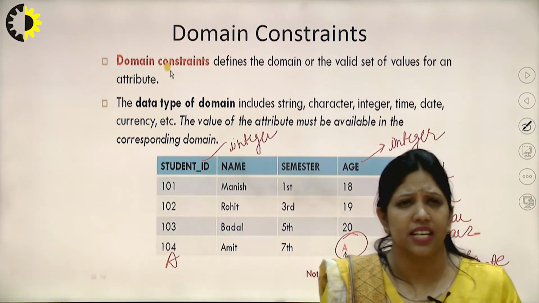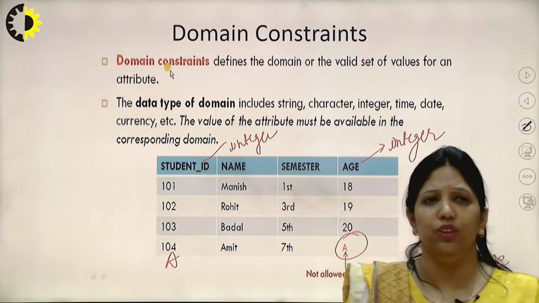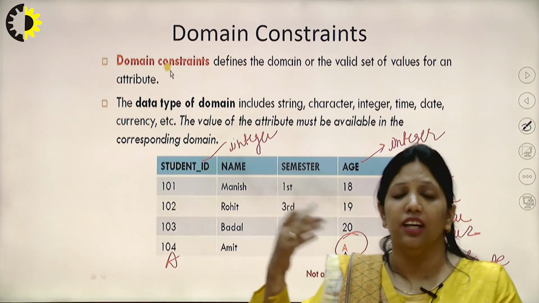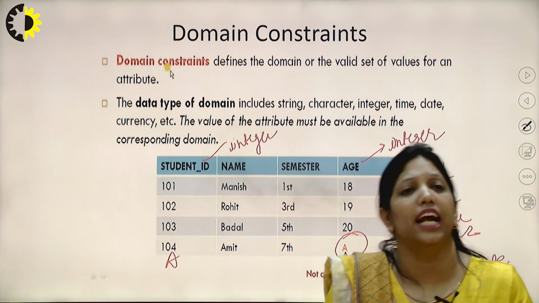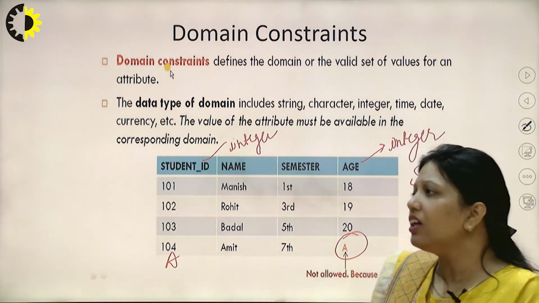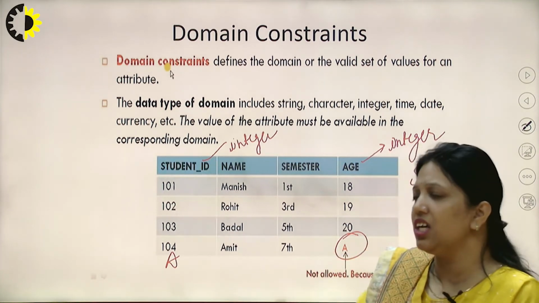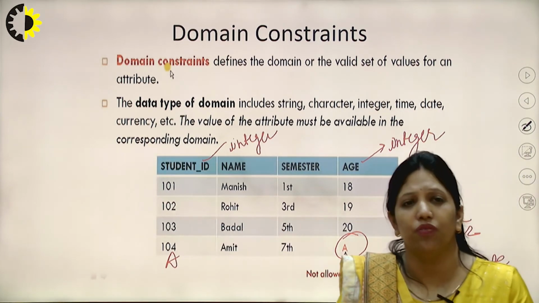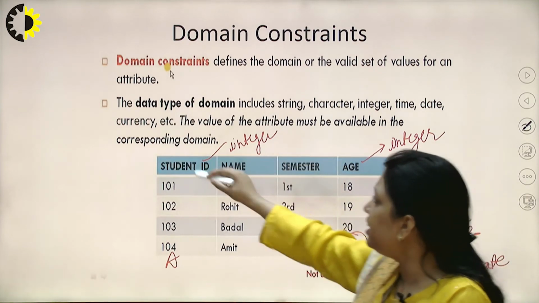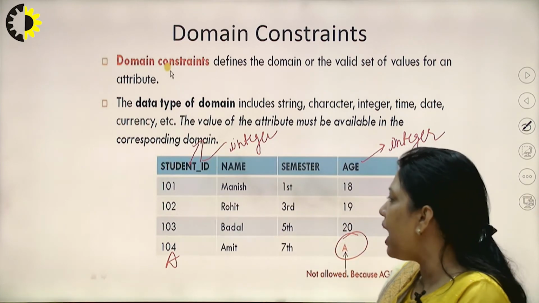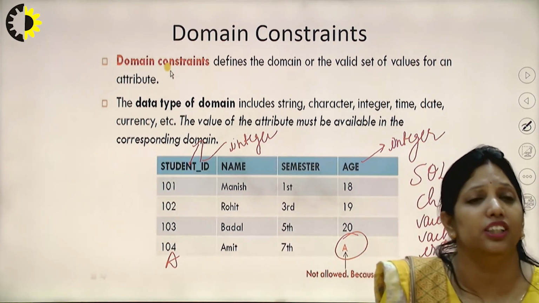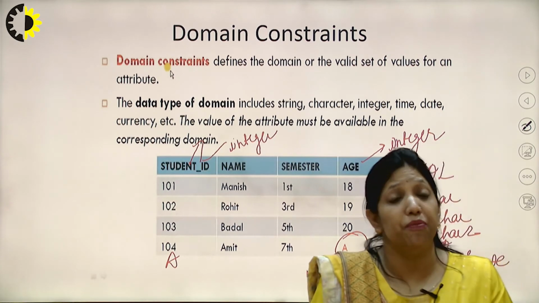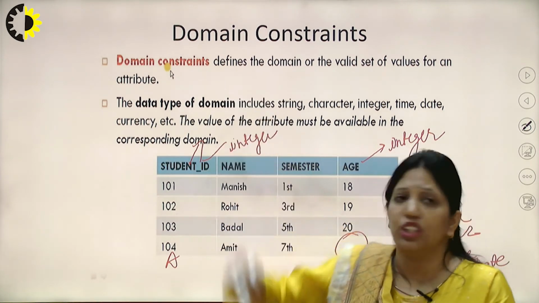So the domain constraint defines the valid set of values for an attribute, and that attribute will have only the values that the constraint we have defined on it allows. We are not able to insert character values in an integer attribute, and in a character attribute we are not able to insert integer values. So whenever we insert any new values or update any values, we always check this domain constraint.